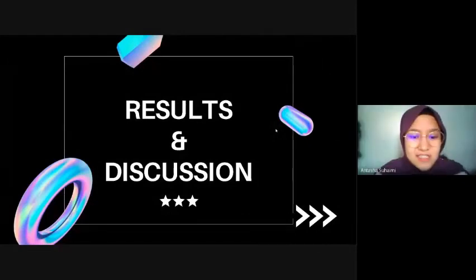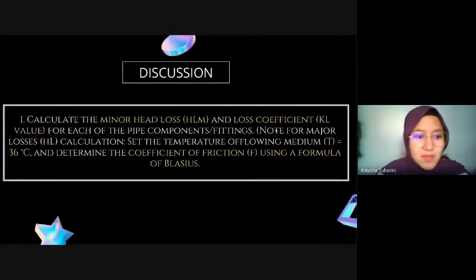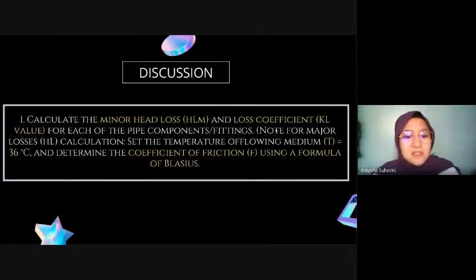Okay, so for the discussion, next slide. First we have to calculate the minor head loss and loss coefficient for each of the pipe components or fittings. So we have to note that to calculate the minor losses, we have to set the temperature of the flowing medium, which is T equals 36 degrees Celsius. And we have to determine the coefficient of friction using the formula of Blasius. Next slide.